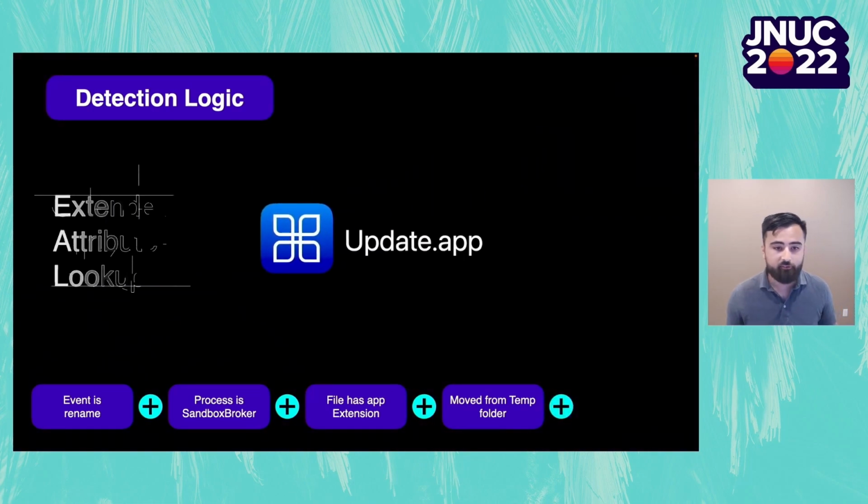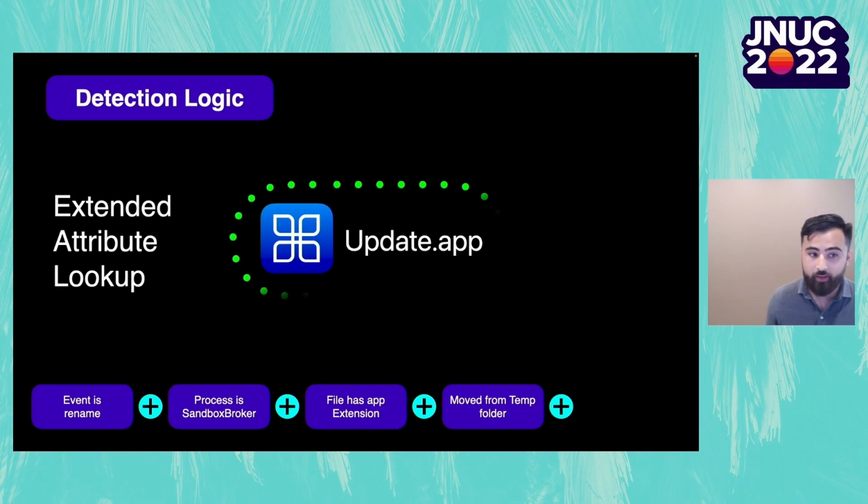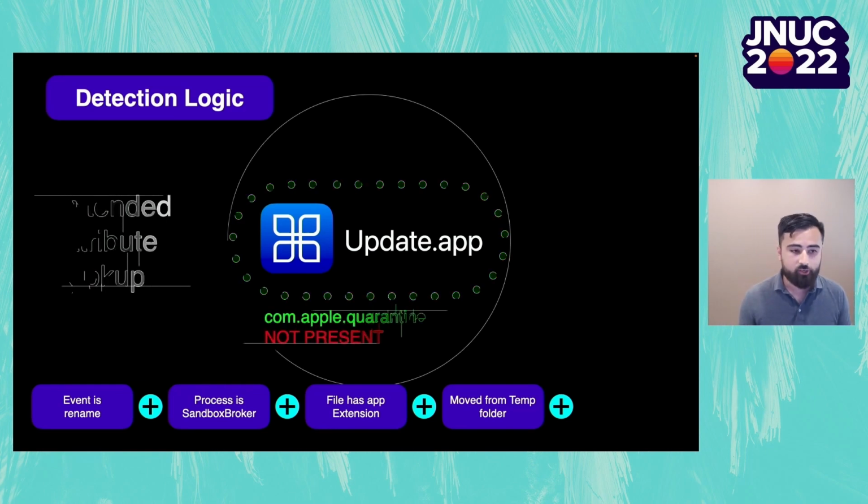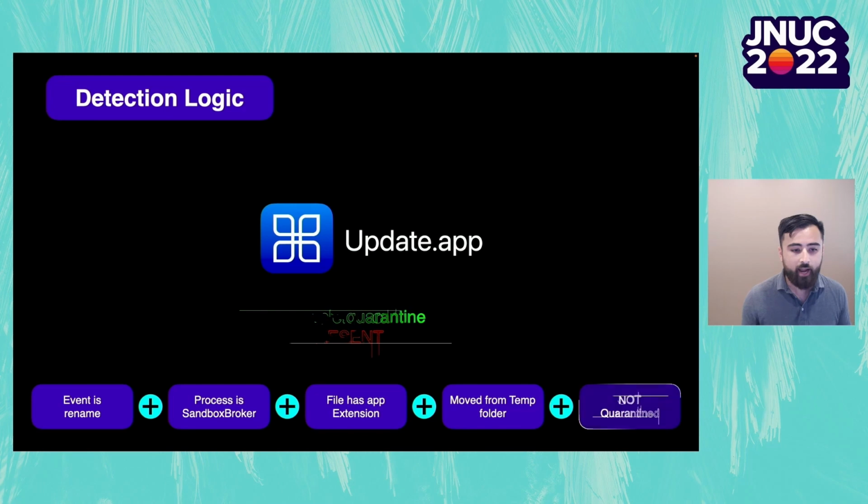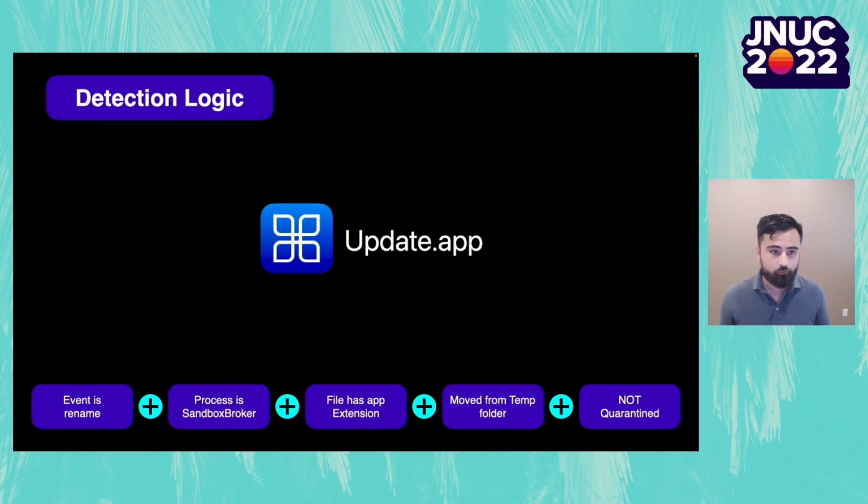And then finally, the last check we'll do is, once the file has finally been extracted, our application has been extracted, we can look up the extended attributes, and if there is no quarantine attribute present on the application itself, this all in all will trigger a detection alert.